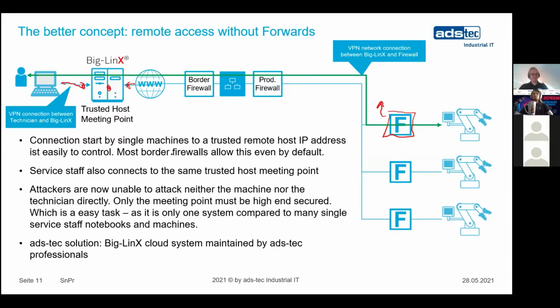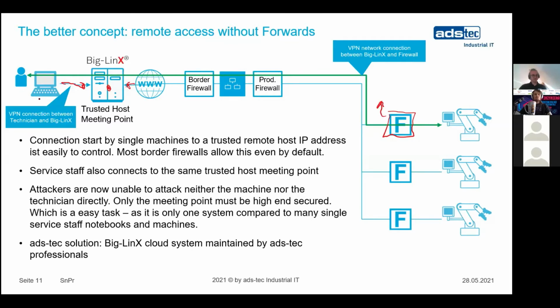First of all, connections initiated by single machines from the inside of the network to the outside are easier to control. Normally, most border firewalls allow outgoing requests very openly. Otherwise, you can allow special IPs, this single IP address of the meeting point or several IPs, to go outside. So the border firewall is easy to control: allow that machine to go online to that IP address. Most admins of production firewalls and border firewalls do this. It's their daily business to allow this stuff.